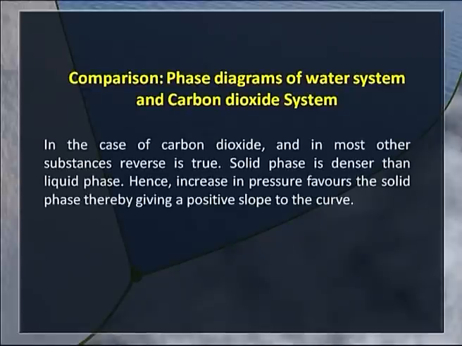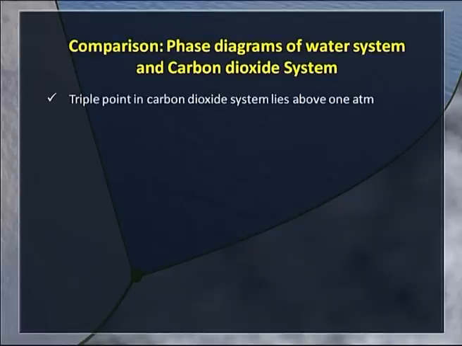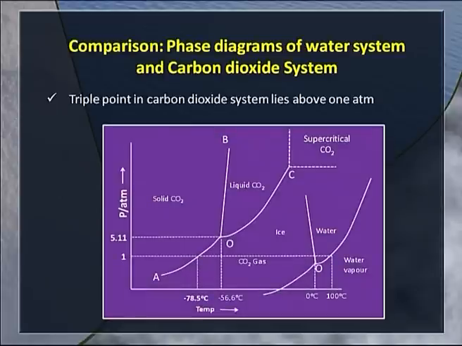Whereas, in the case of carbon dioxide and most of the other substances, the reverse is true. The solid phase is denser than the liquid phase, and hence an increase in pressure favors the solid phase, and that gives a positive slope to the curve. If you look for another difference, it is that the triple point of the carbon dioxide system lies above 1 atmosphere. It is 5.11 atmosphere. You can clearly see by comparison, it is much above that of water.